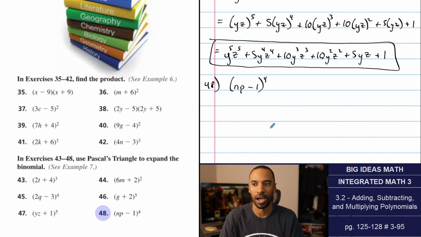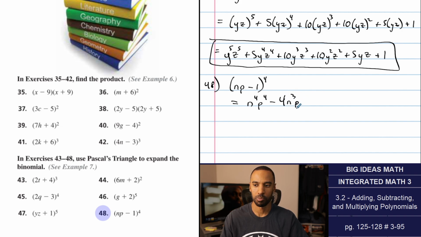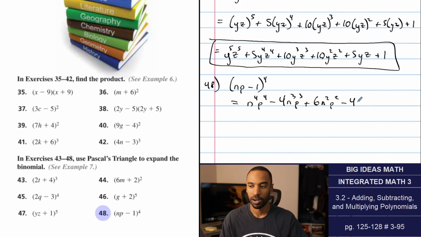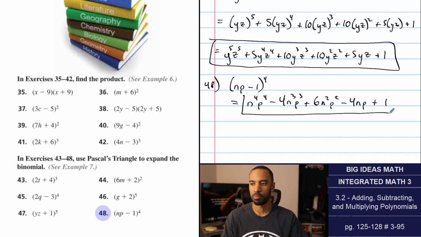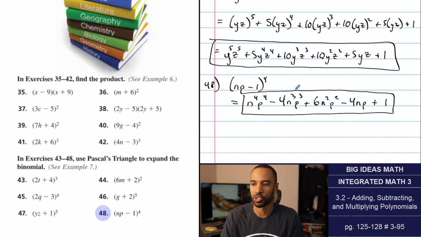So let's see if we can do this in one step. Watch this. First term is n to the fourth, p to the fourth. Minus, that's the only thing the minus is changing, 4 n cubed p cubed. Plus 6, remember, 1, 4, 6, 4, 1, 6 n squared p squared. Minus 4 np. Plus 1. That should be the final answer of that one. There was nothing else to calculate because the coefficients were 1s, which is really nice. 1, 4, 6, 4, 1, alternating signs.